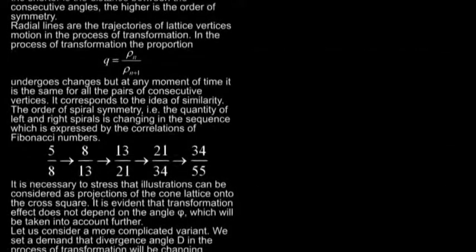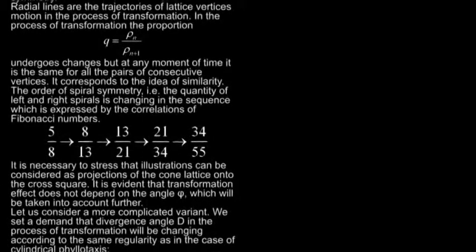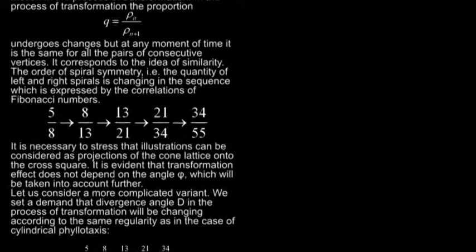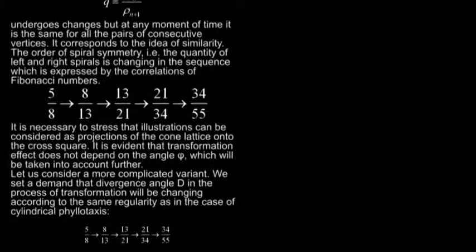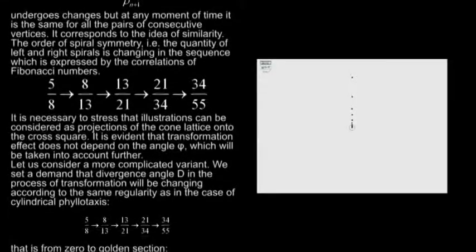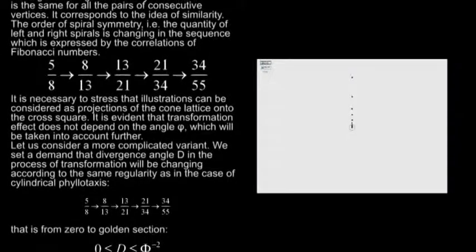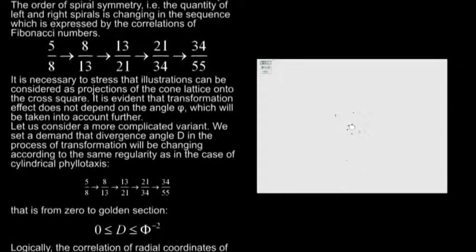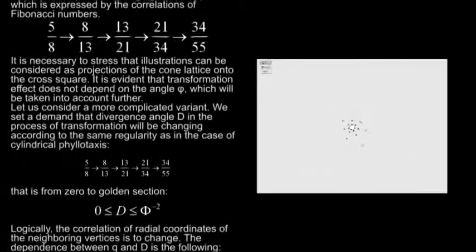In the process of transformation, the proportion Q changes, but at any moment of time it is the same for all pairs of consecutive vertices. It corresponds to the idea of similarity. The order of spiral symmetry, for example, the quantity of left and right spirals, is changing in a sequence which is expressed by the correlations of Fibonacci numbers.